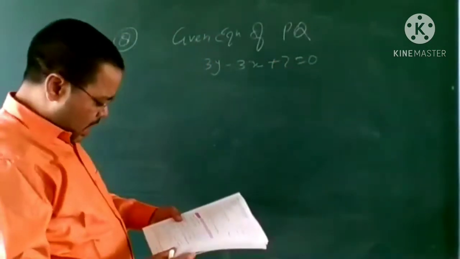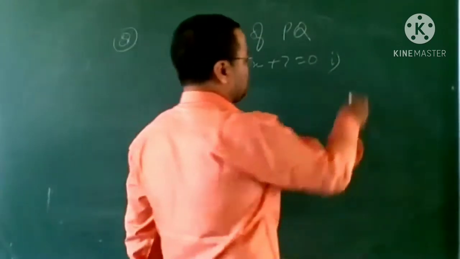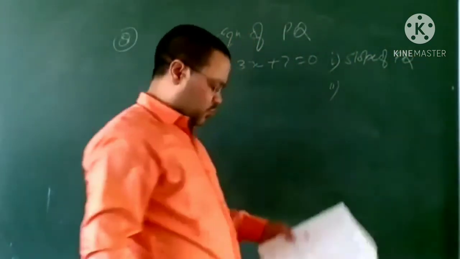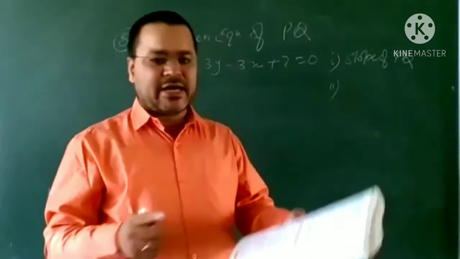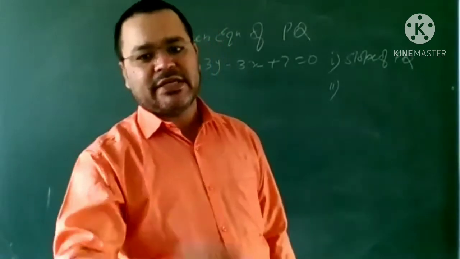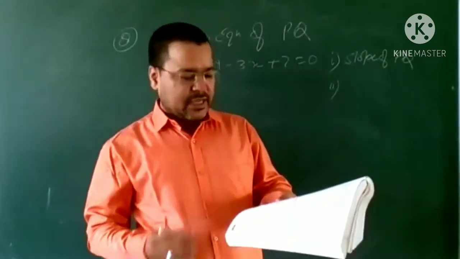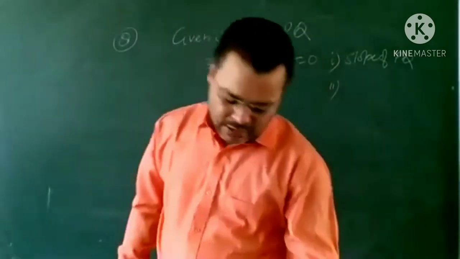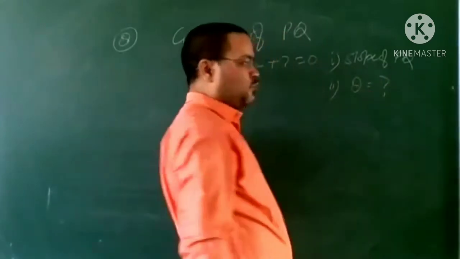This is the equation. And we have to find, the first one is the slope of the line PQ. And the second question, calculate the angle that the line PQ makes with the positive direction of x-axis. It means this is asked only about inclination. Definition of inclination is the angle that any line makes with the positive direction of x-axis. So in the second question, we have to find inclination, that is theta.